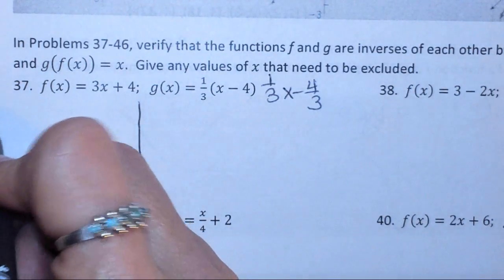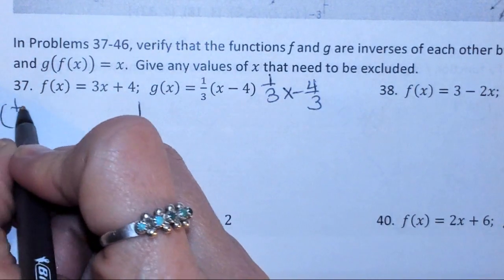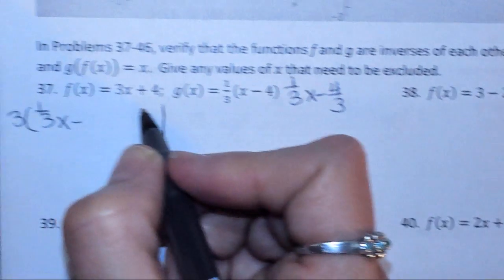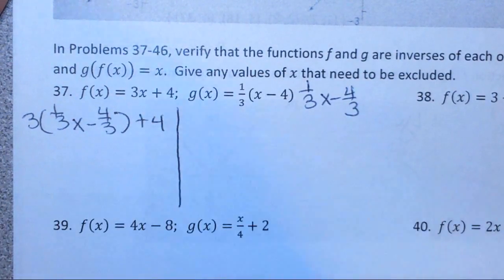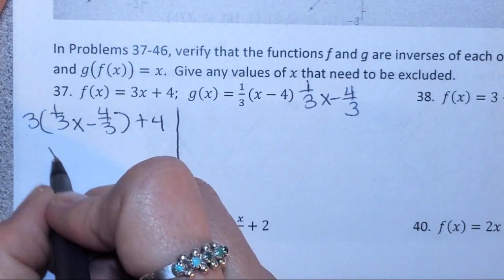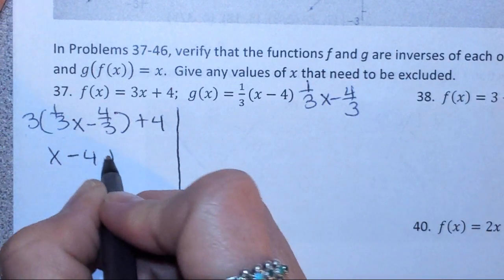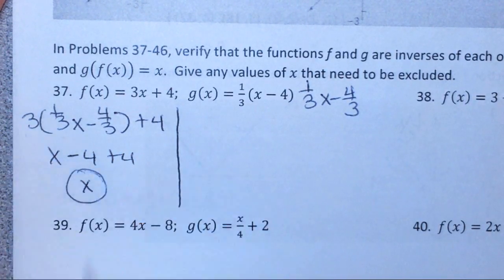So I'm going to start off with 3 parentheses. I'm going to plug in g, 1/3 x minus 4/3 plus 4. So I'm going to distribute, and I get 1x minus 4 plus 4 equals x.